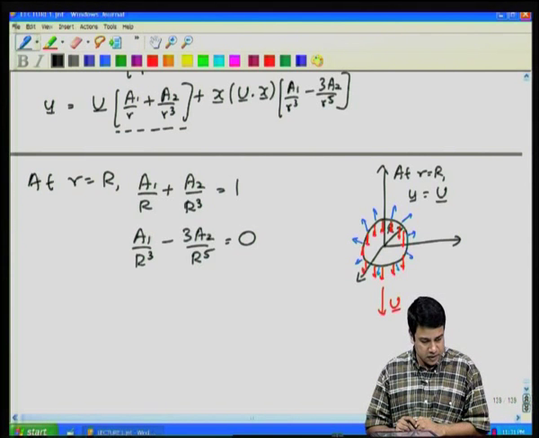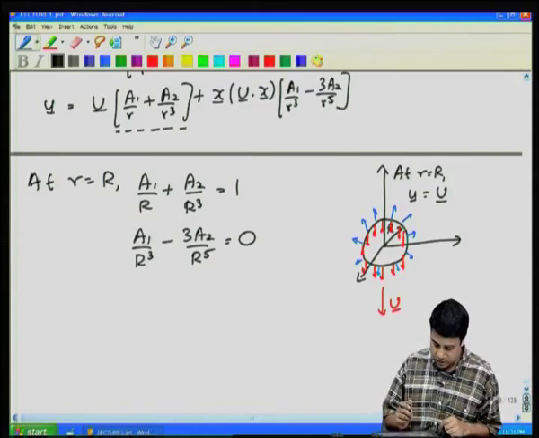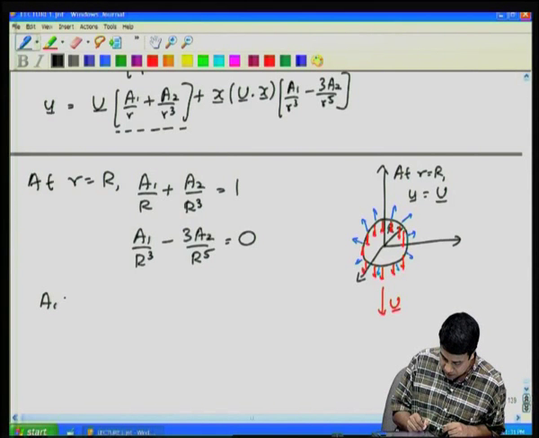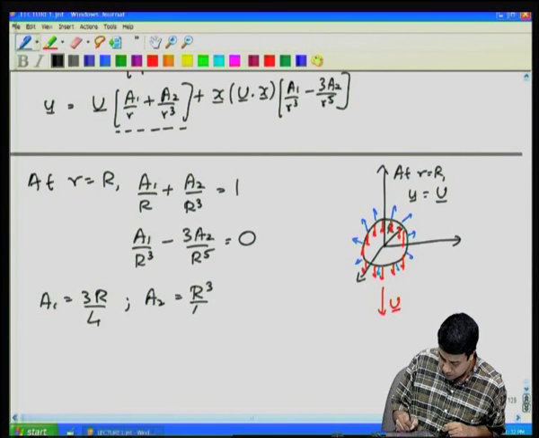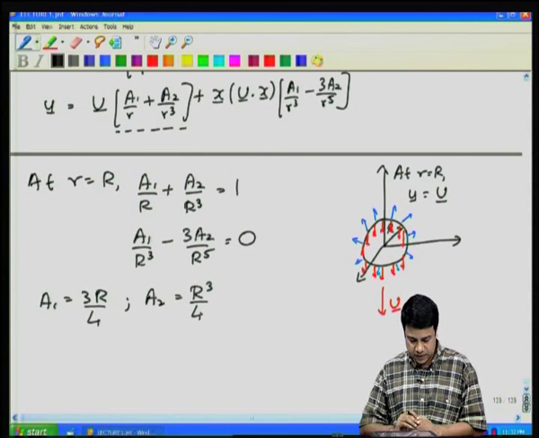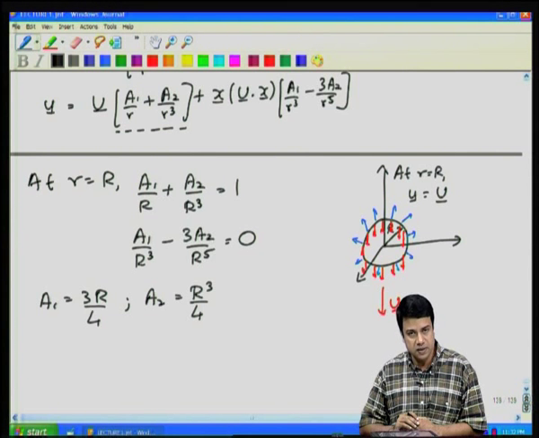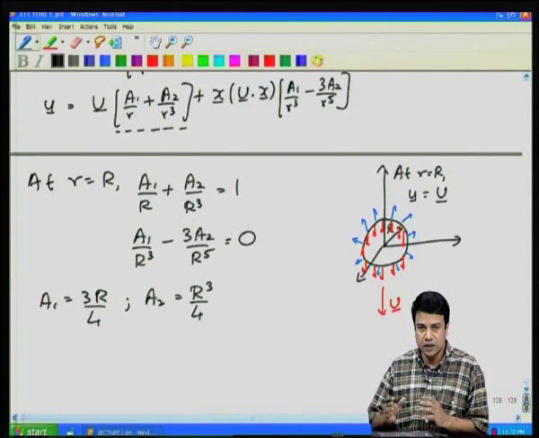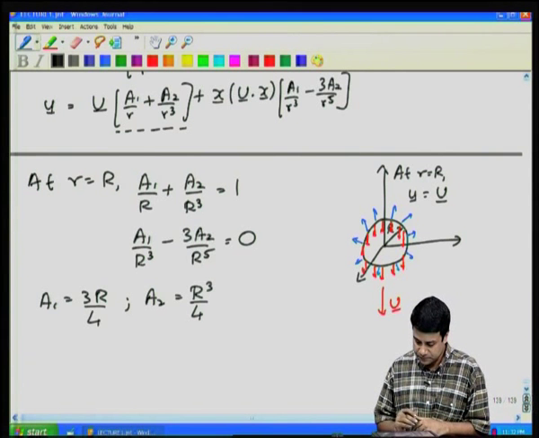So, you can solve this and you will get a final solution as a1 is equal to 3r by 4 and a2 is equal to r cubed by 4. You can easily verify that this solution a1 is equal to 3r by 4 and a2 is equal to r cubed by 4 satisfies these two conditions. That is, at the surface of the sphere, the velocity is only along the u direction, and the component of velocity along the x direction is identically equal to 0.